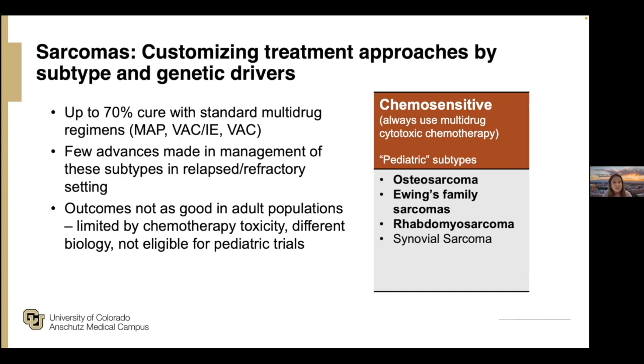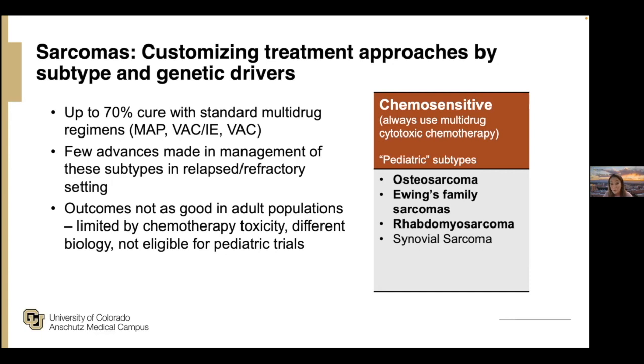Unfortunately, for patients that developed relapsed or refractory disease, there's been very few advances made in management, and this carries quite a tough prognosis. The other thing is that adults can actually get these pediatric sarcomas. And one thing that's important to note is that the outcomes actually aren't as good in adults. And there's several reasons for this potentially. First of all, adults may not be able to tolerate the intensity or the length of chemotherapy like kids can.